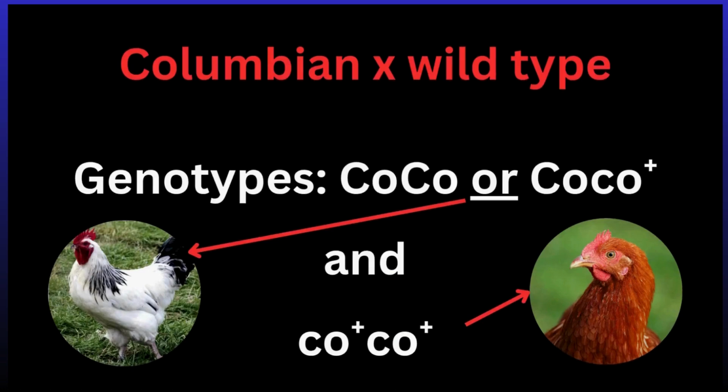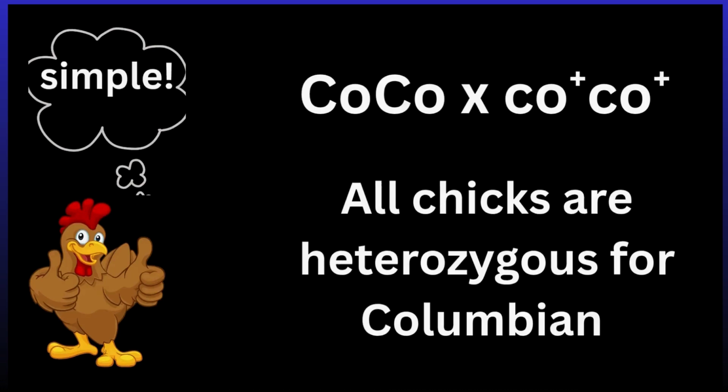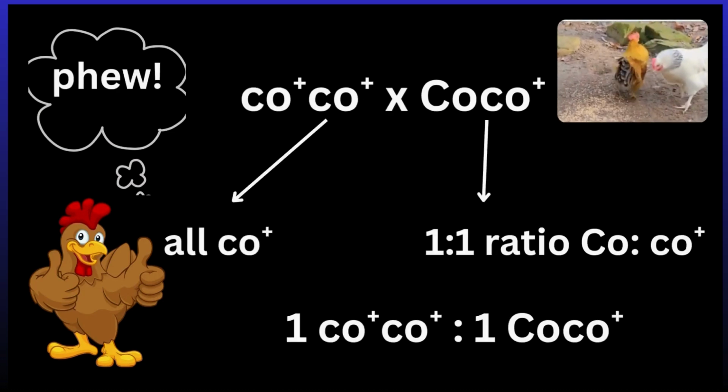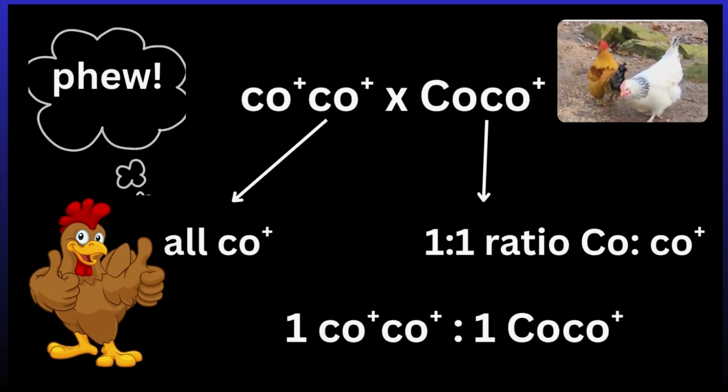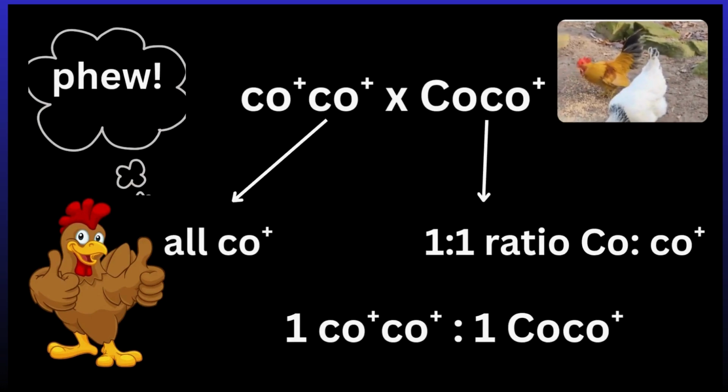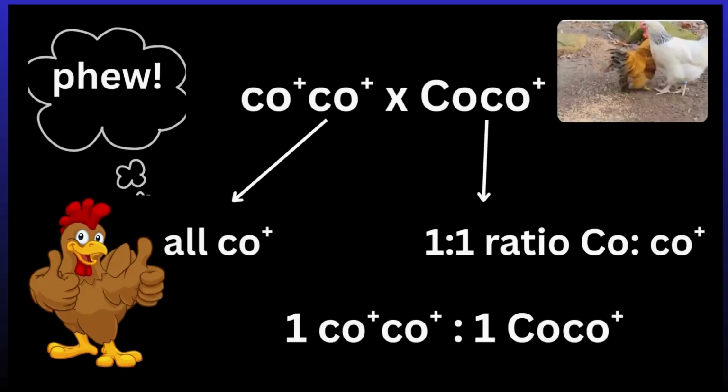Let us consider briefly now crossing Columbian and wild-type birds. The genotypes of the Columbian could be homozygous or heterozygous, and the wild type will be homozygous for the wild-type allele. In the case where both birds are homozygous for the alternative alleles, all the chicks will be heterozygous for Columbian. If one of the parents is heterozygous for Columbian, then we could expect a 1:1 ratio of wild-type to heterozygous Columbian chicks.